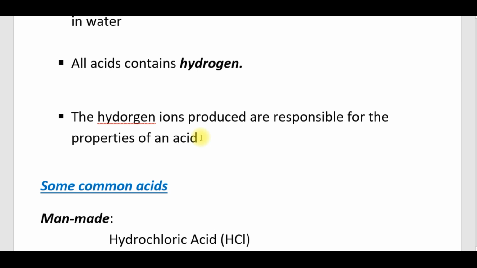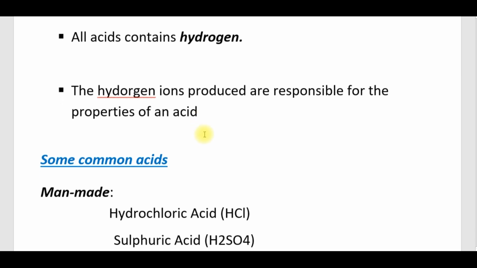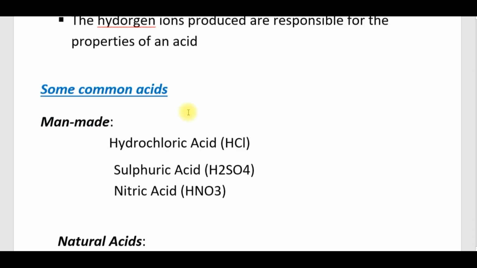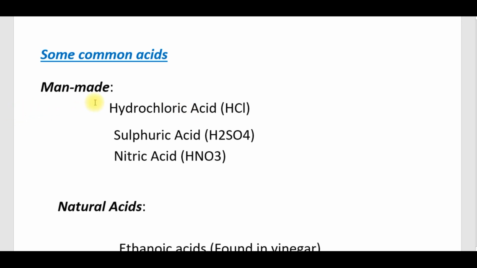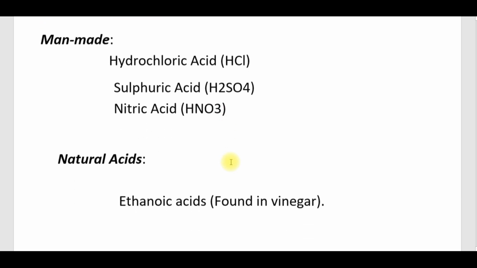Hydrogen is seen, and the hydrogen ions that are produced as a result are responsible for the properties of an acid. And here some examples of common acids are given. Some man-made acids are hydrochloric acid, HCl, H2SO4, and nitric acid, that is HNO3.